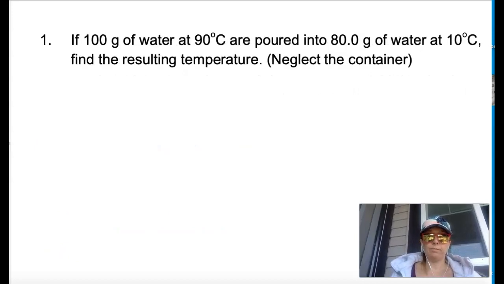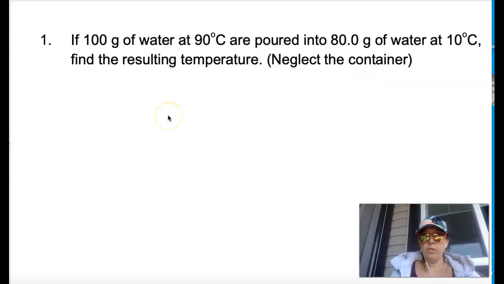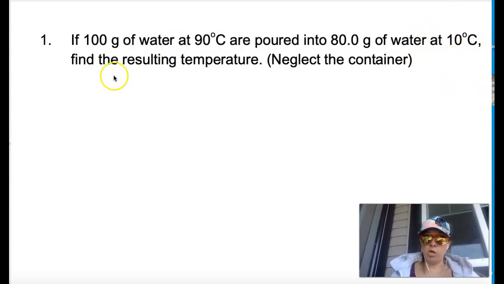So next question. This one's a little different. If 100 grams of water at 90 degrees C are poured into 80 grams of water at 10 degrees C, find the resulting temperature, neglecting the container. This question is different from the previous ones because we have 100 grams of water at 90 degrees that we pour into a container holding 80 grams of water at 10 degrees. Basically we're pouring hot water into a cup holding cold water. The hot water is going to cool down and the cold water is going to warm up until they both reach the same final temperature.